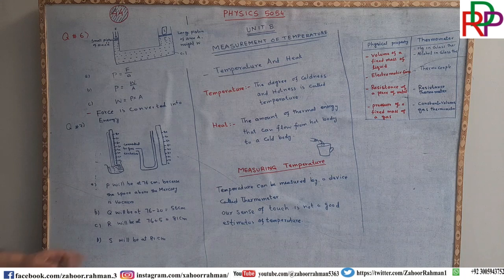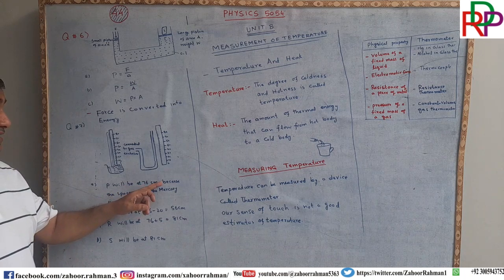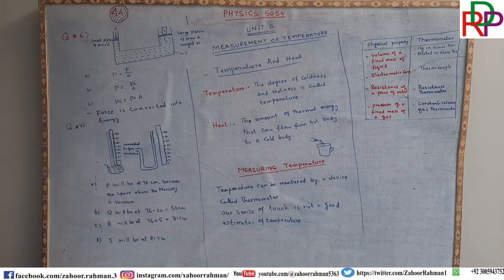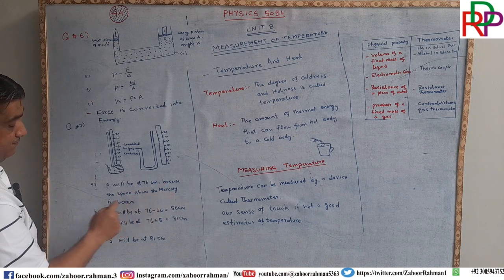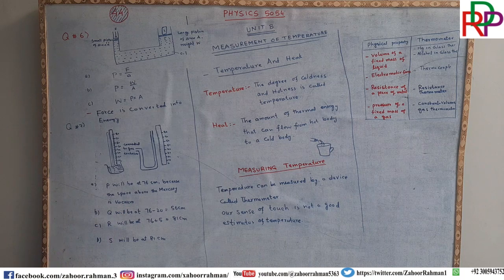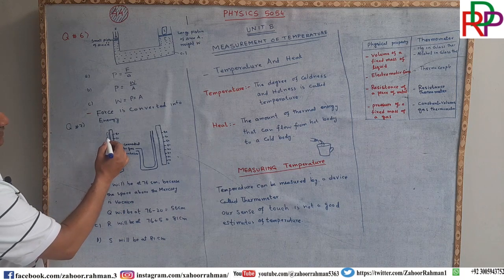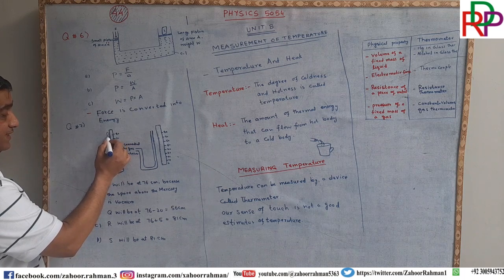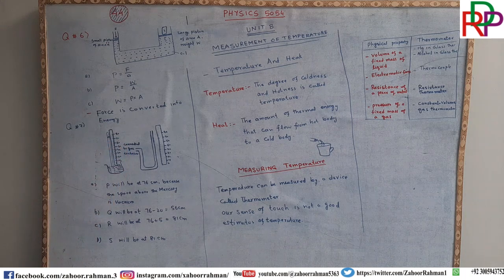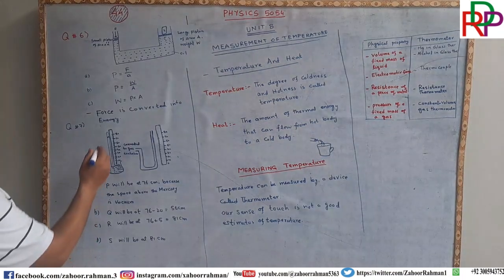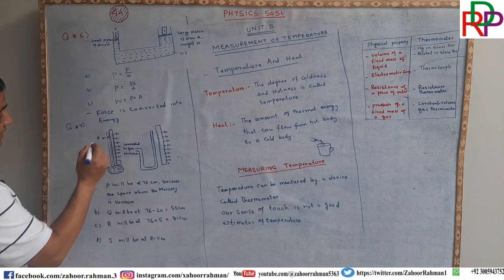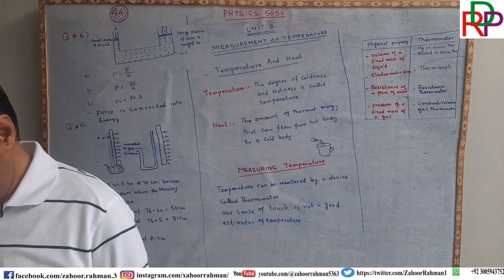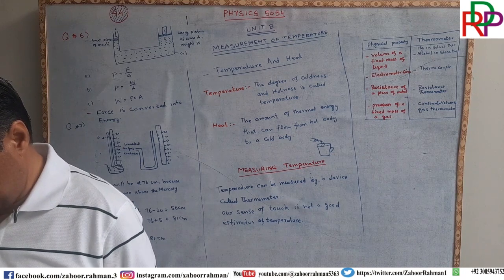So P will be 76 centimeter and pressure will be zero because the space above the mercury is vacuum. So wherever there is a vacuum, the pressure will be zero there. So this point will be marked as P, which is 76, which is 1 atmospheric pressure.